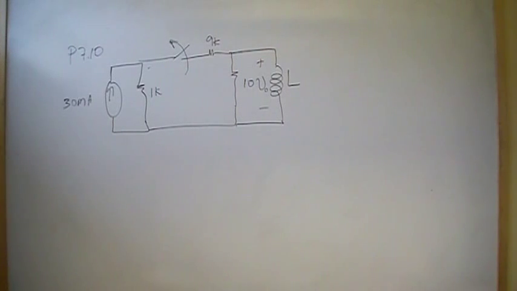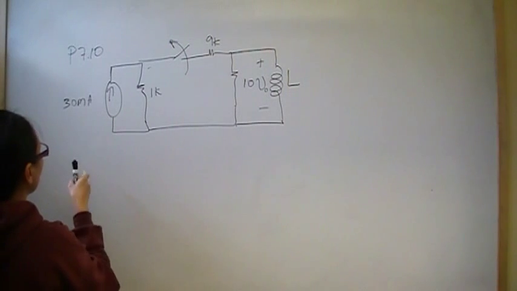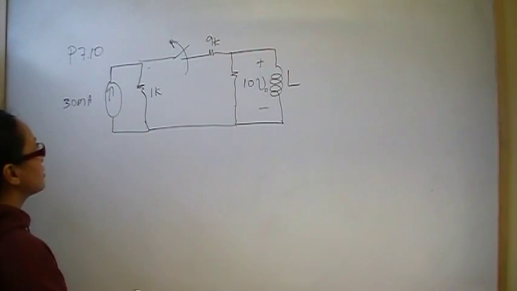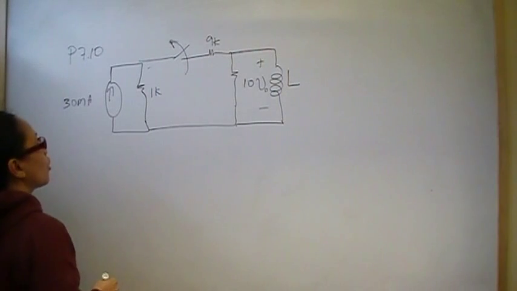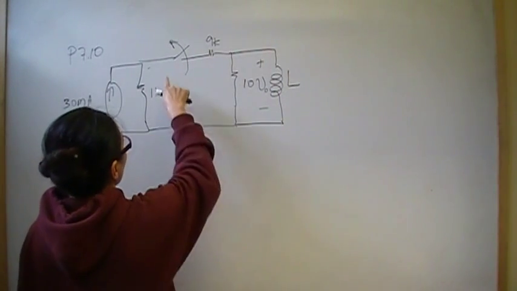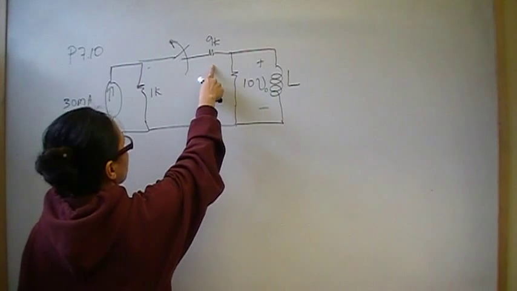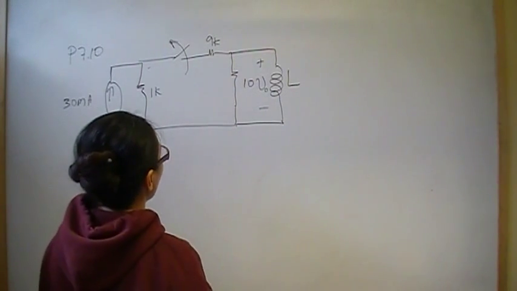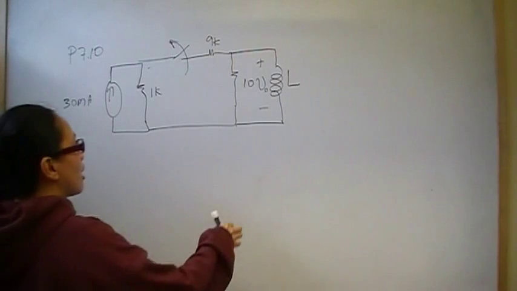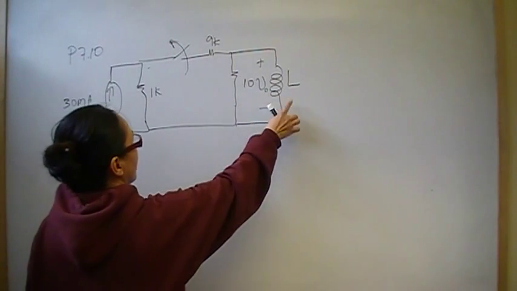Hey YouTube, so today we're going to do problem number 10 from chapter 7, from the section on the natural response of an RL circuit. So this circuit has a 30 milliamp independent current source in parallel with a 1K resistor. Before time 0, we have a closed switch connected in series with a 9 kilo ohm resistor, and that's connected to a parallel pair of 10 ohm resistor and some inductor of value L.